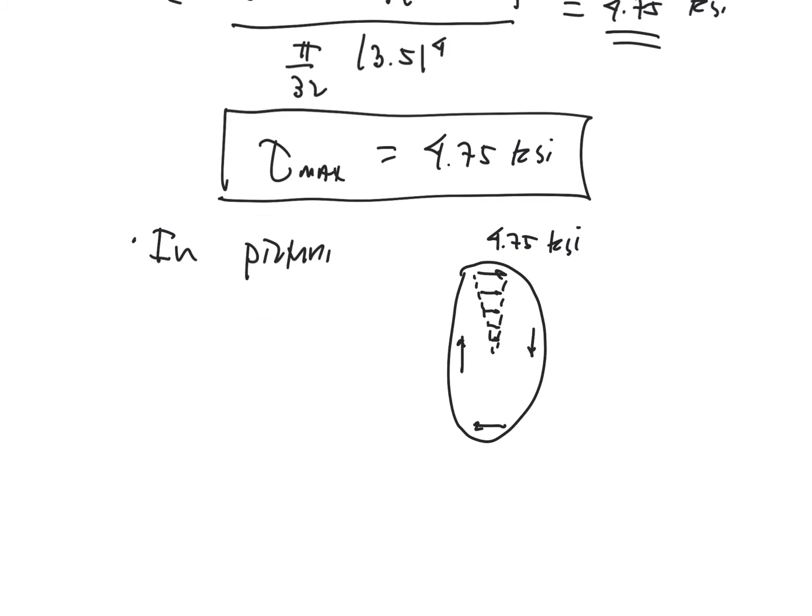So again, the field of arrows, which is, in my opinion, a terrific way of thinking about stress, because there's an arrow that exists everywhere on that cross-section. And in this case, it's tangent to the surface, it varies linearly from the radius, and it hits a peak at the outer value of the radius, which is 4.75 KSI. Our final step then is to figure out what is the angle of twist at C.